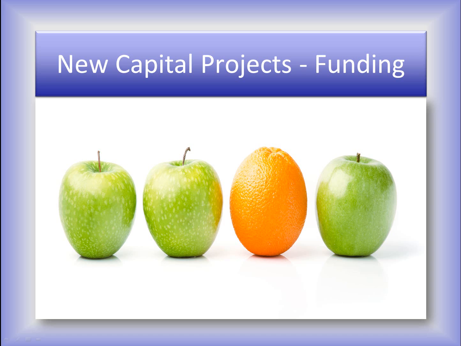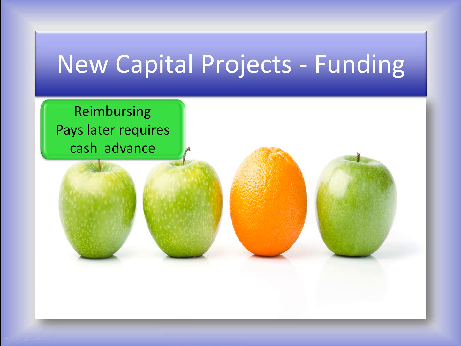So although they are all part of one project, you will have different types, as different as the fruit you see on the screen. They're all fruit, but they're not identical. Some examples of types of funding are reimbursing. This type repays after project completion. That means you have to advance the cash for spending, and then the grant will repay you at the end of the project.